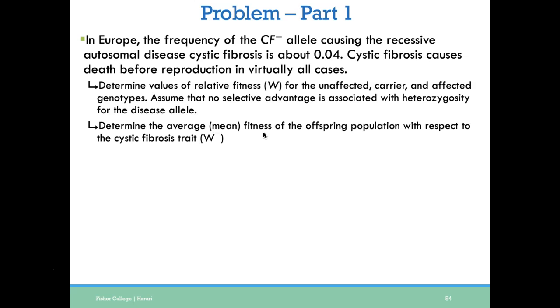So now you're asked to determine the mean fitness of the offspring population with respect to the cystic fibrosis trait. So what is the average W after one generation of selection? Basically what we're saying is, in a population where there is some prevalence of the cystic fibrosis allele, after everyone mates for one generation, what is the next generation going to look like, taking into consideration that having cystic fibrosis will kill you? What does the next generation look like?